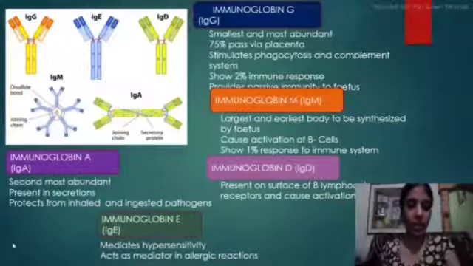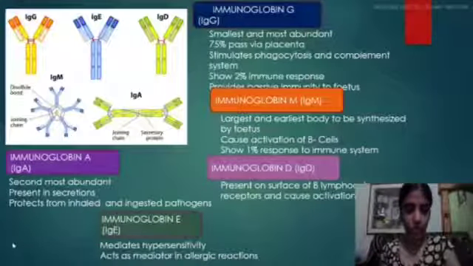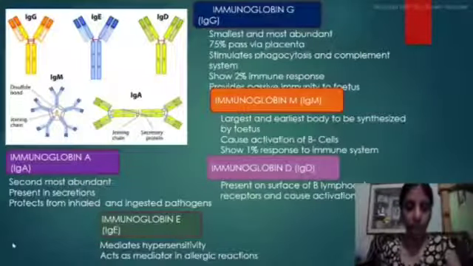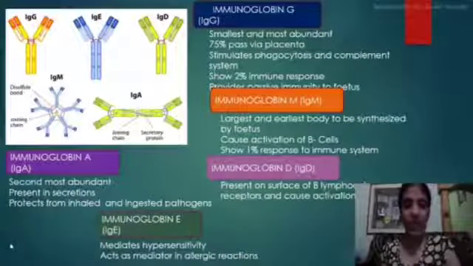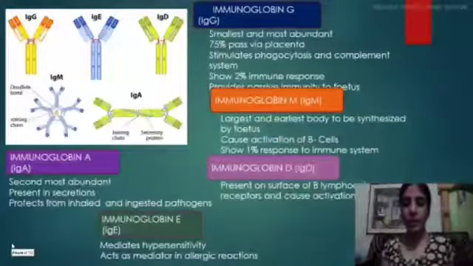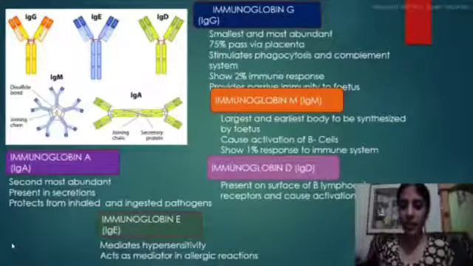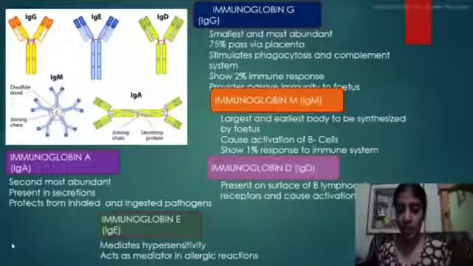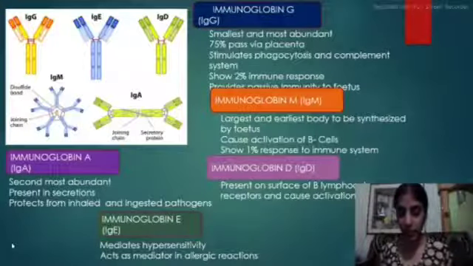It protects from inhaled and ingested pathogens. Immunoglobulin E, it mediates hypersensitivity and acts as a mediator in allergic reactions. Immunoglobulin D, it is present on the surface of B lymphocytes as receptors and causes activation of B cells.